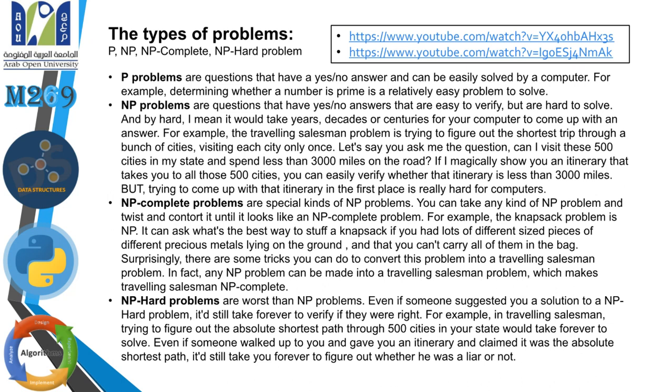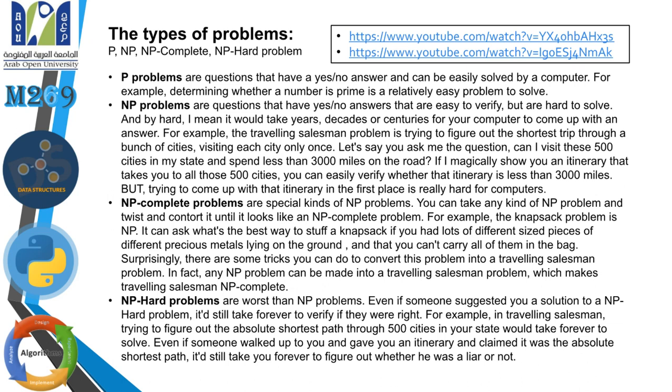The second one is the NP problem. And here, the question that has a yes or no answer can be easily verified, but is hard to solve. Meaning it's easy to verify if the answer is correct or not correct. But to build the answer is hard. And hard means here it takes a long time for you to find the solution.